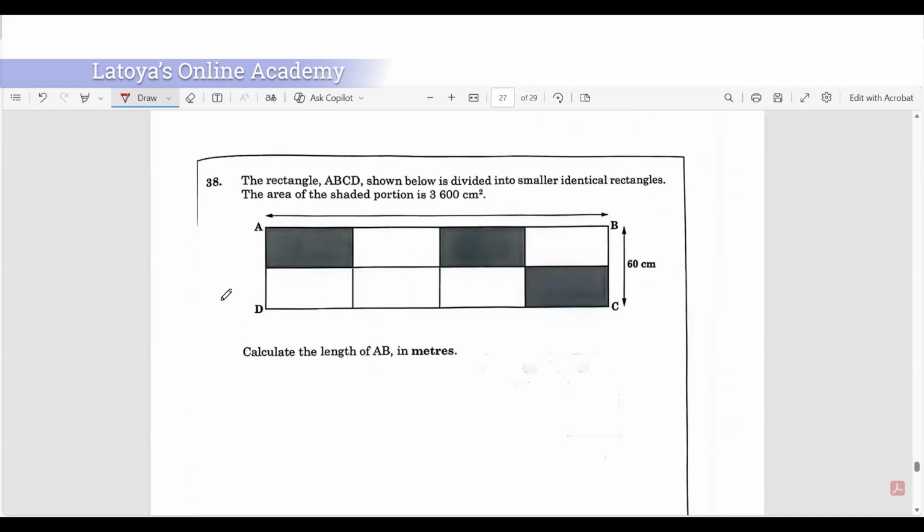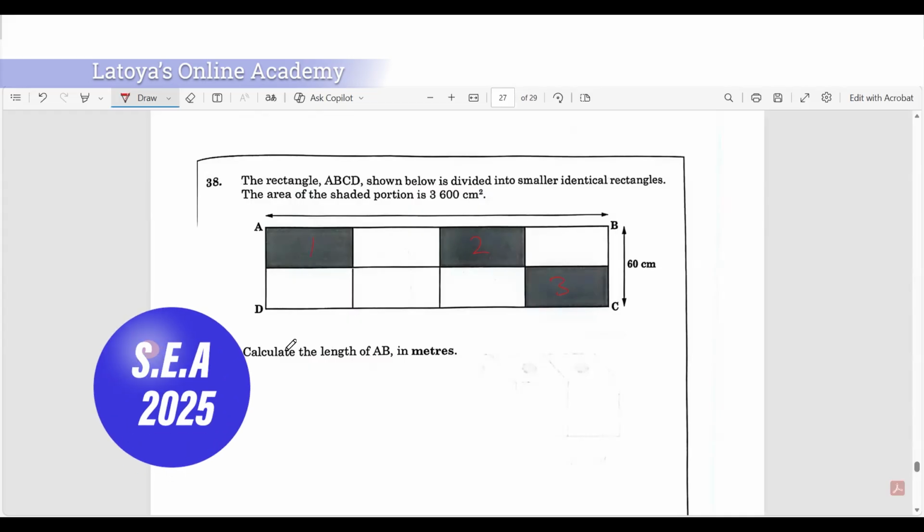Question 38. The rectangle ABCD shown below is divided into smaller identical rectangles. The area of the shaded portion is 3,600 centimeters squared. This is the shape given. We can see that we have 3 shaded portions. They gave us the width, which is 60 centimeters. We don't know the length. The question is telling us calculate the length AB in meters.